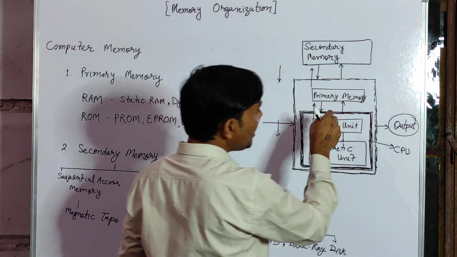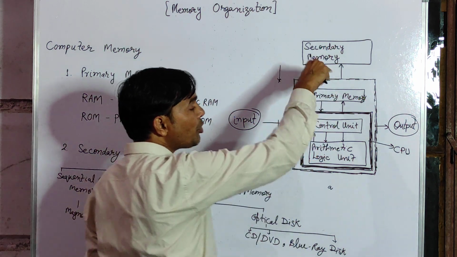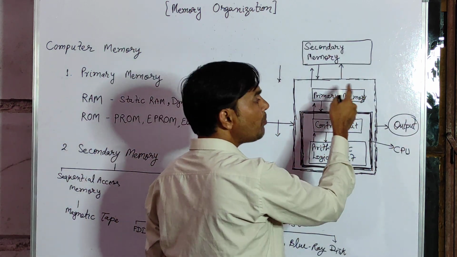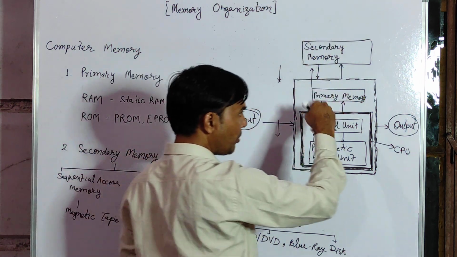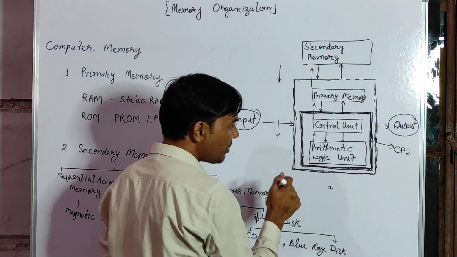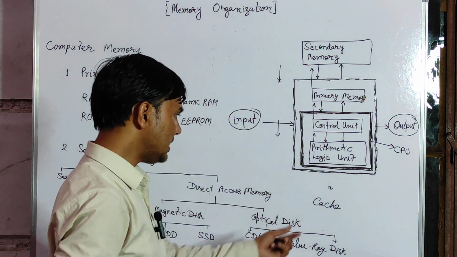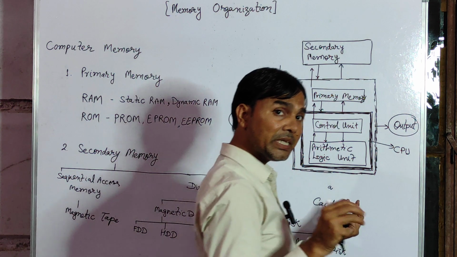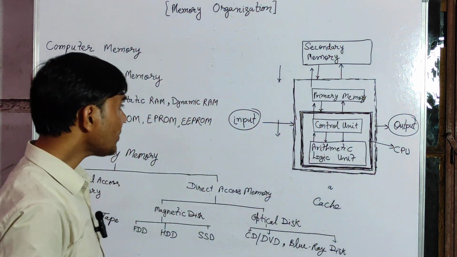Primary memory is slower than the CPU speed, and secondary memory is slower than the primary memory. So secondary memory is the slowest one, the primary memory is faster, and the cache memory is the fastest one. It is very small in quantity and available in the CPU as well.